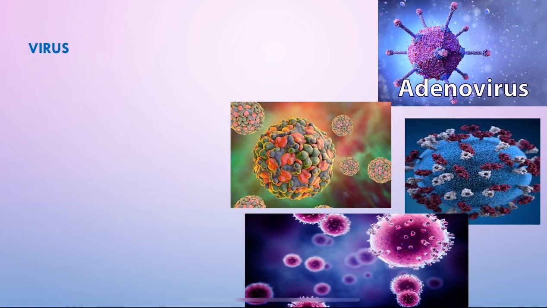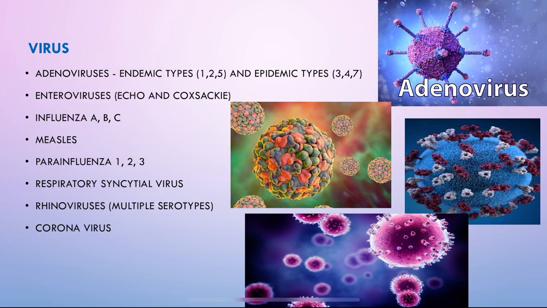Moving further to the viruses, we have adenovirus, enterovirus, echo and coxsackie. Under the adenovirus, we have endemic types, which are 1, 2, and 5, and epidemic types, which are 3, 4, and 7. Influenza virus A, B, and C, measles, parainfluenza 1, 2, and 3, respiratory syncytial virus, rhinoviruses which have multiple serotypes under them, and lastly the coronavirus. Can you just quickly memorize the viruses?